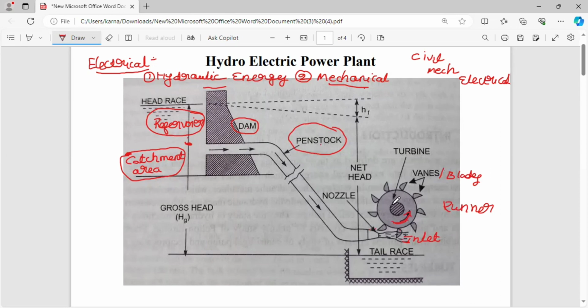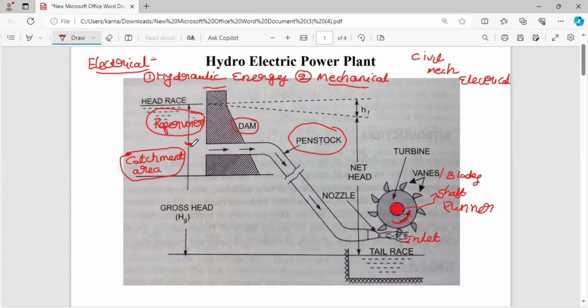Now this is the turbine, and here the shaded area is called the shaft of the turbine. This shaft can be coupled with the generator setup. That means it will be coupled with the electrical components to produce the electrical energy.